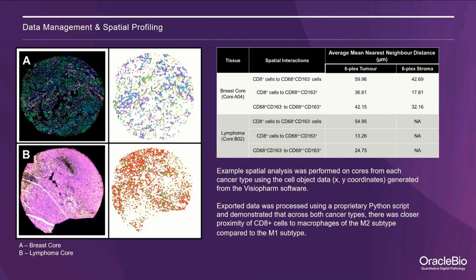In the above example from our recent SITC poster, we exported cell object data files from Visiopharm and processed the data using a Python script to determine a range of neighborhood distance parameters as shown above. More information and interpretations can be found in the SITC poster at the Akoya or Oracle Bio website.